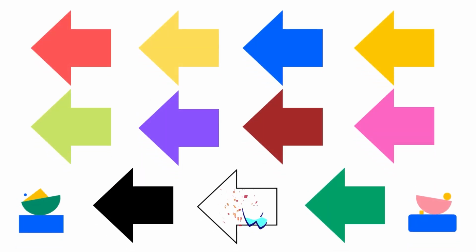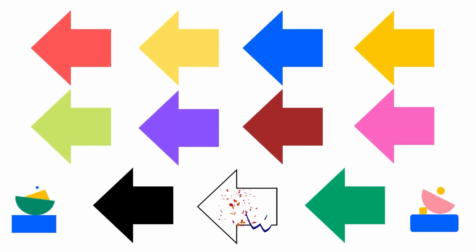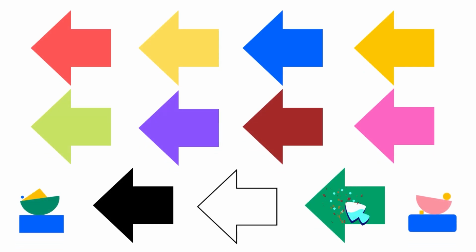White color. White color. W is for white color. Green color. Green color. G is for green color.